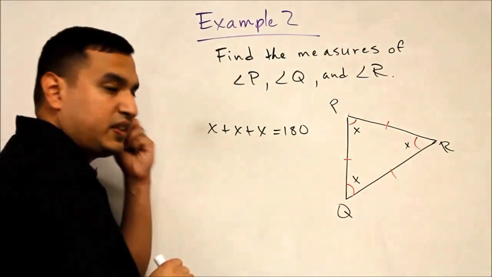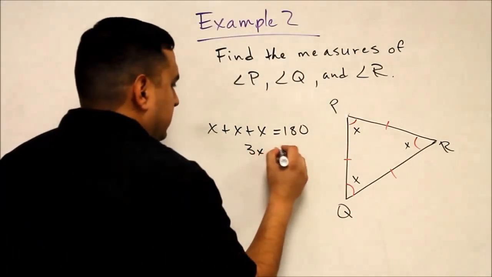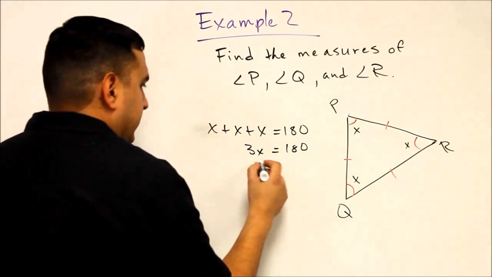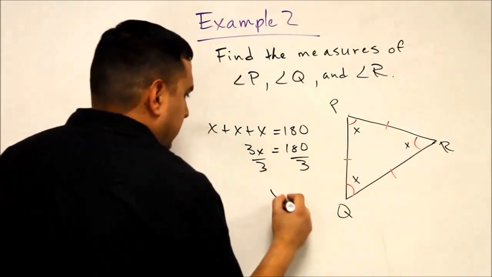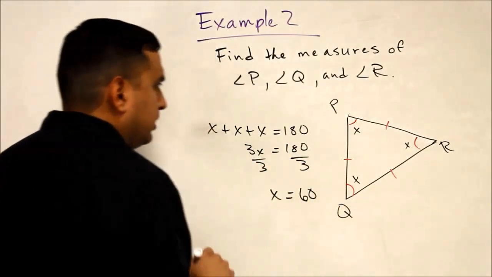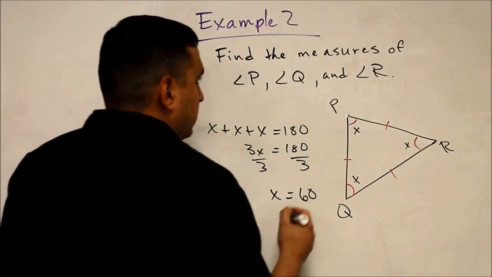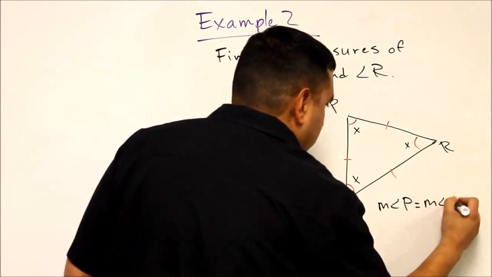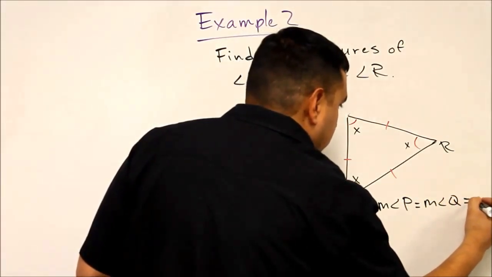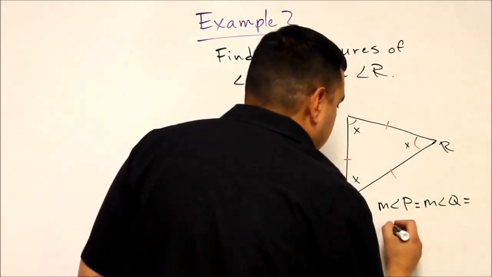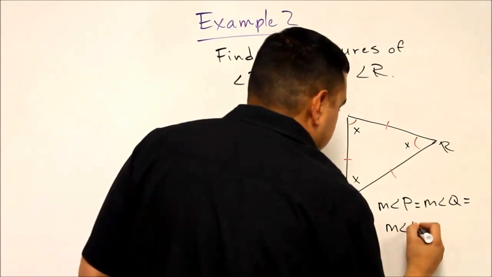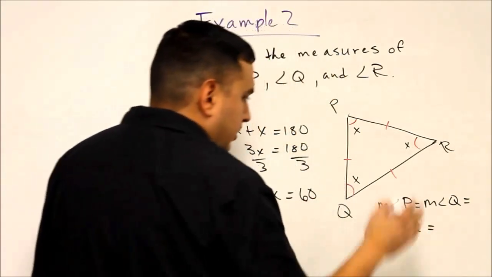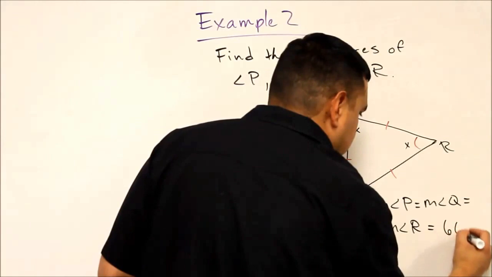Since they all happen to be the same, that means I have 3x. And if I divide by 3 on both sides, I get that x represents 60 degrees. So I know the measure of angle P is equal to the measure of angle Q, which is equal to the measure of angle R. And I know all of those have to equal 60 degrees.